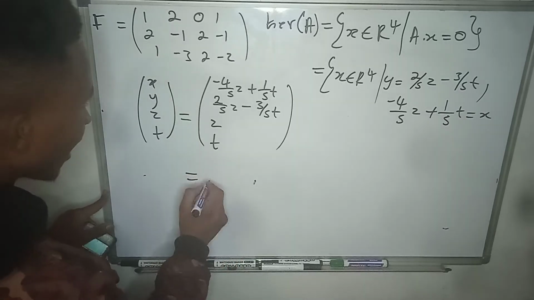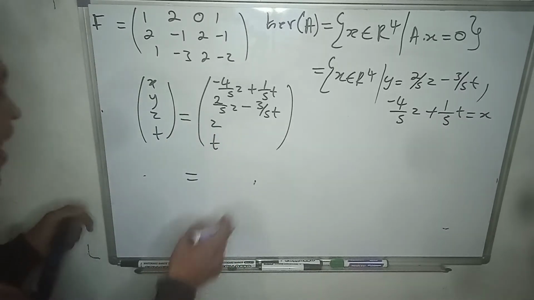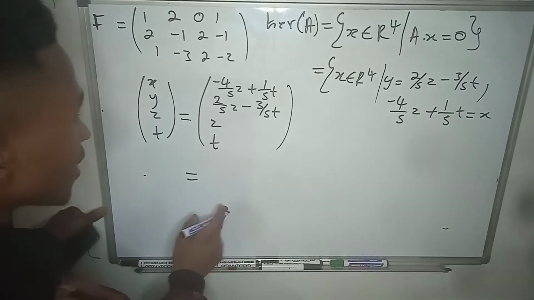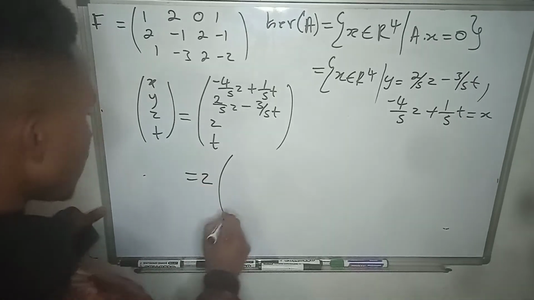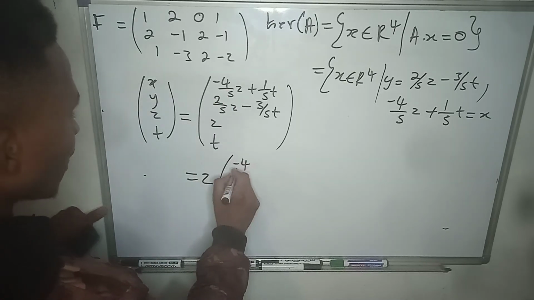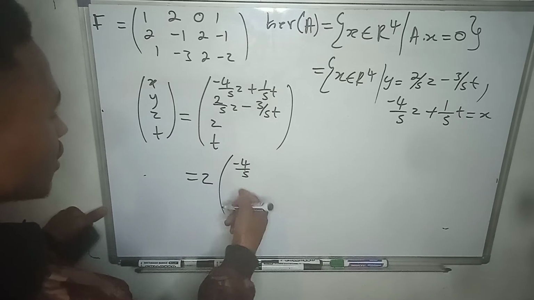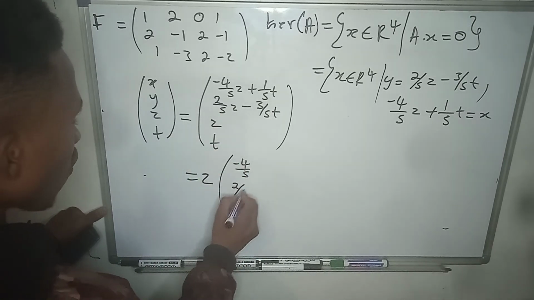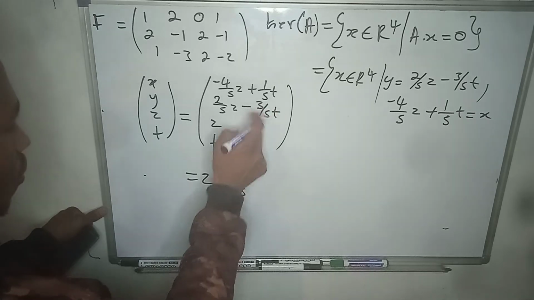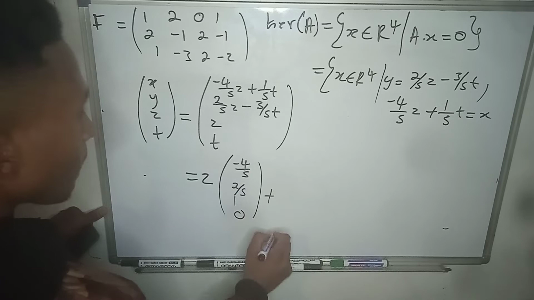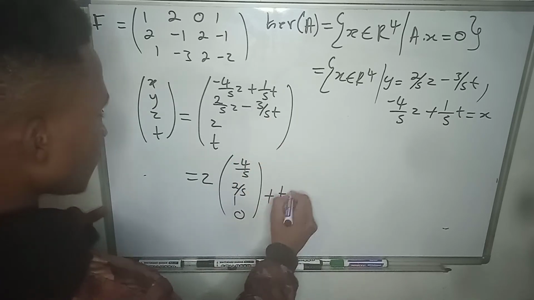So I can rearrange this and write it in terms of z. So if I write this in terms of z, it will be z. So what is the coefficient of my z? It's minus 4 over 5. This is fixed, it becomes 0. What is the coefficient of my z again? It is 2 over 5. This becomes 0. What is the coefficient of my z? It's 1 and 0. Plus t.